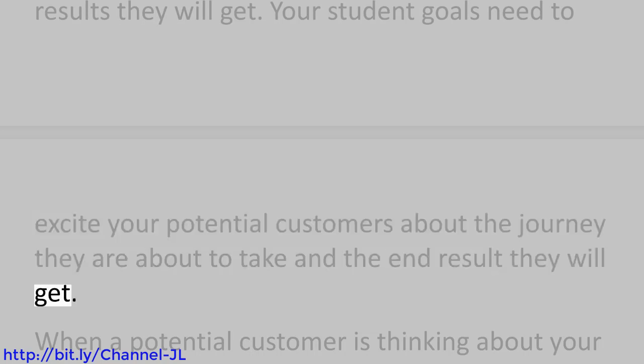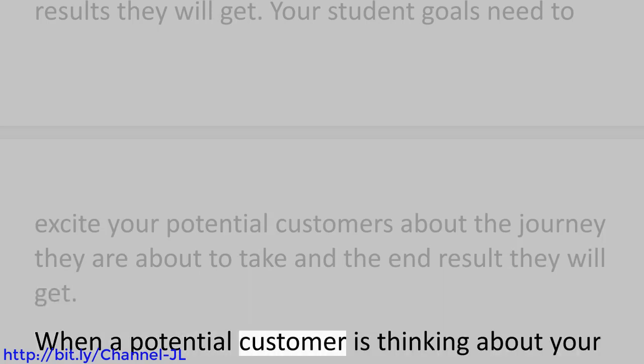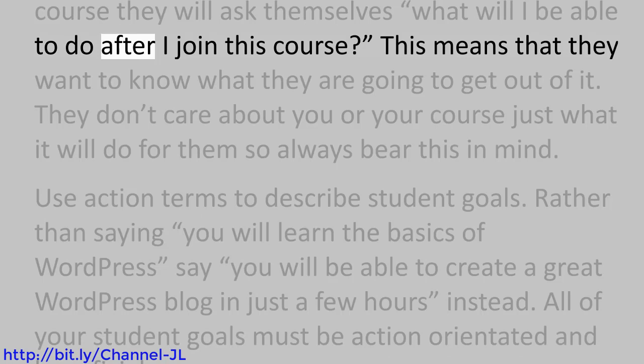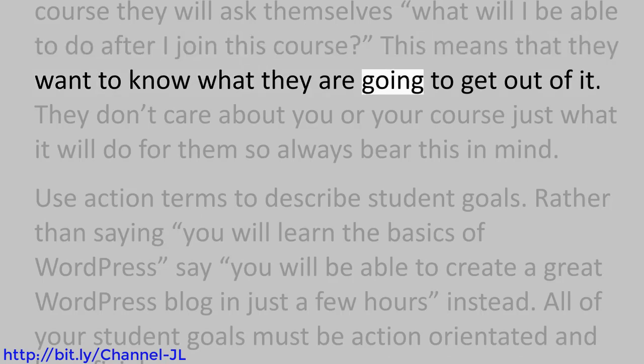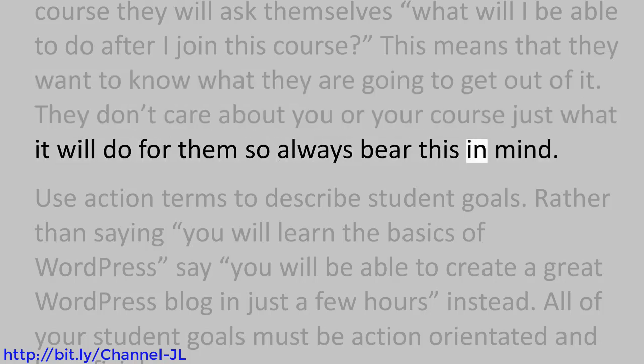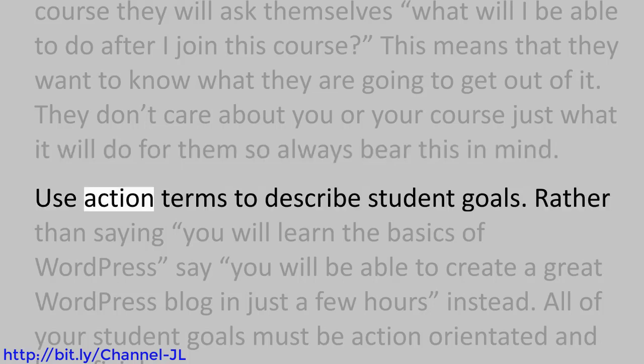When a potential customer is thinking about your course, they will ask themselves, what will I be able to do after I join this course? This means that they want to know what they are going to get out of it. They don't care about you or your course, just what it will do for them, so always bear this in mind. Use action terms to describe student goals.